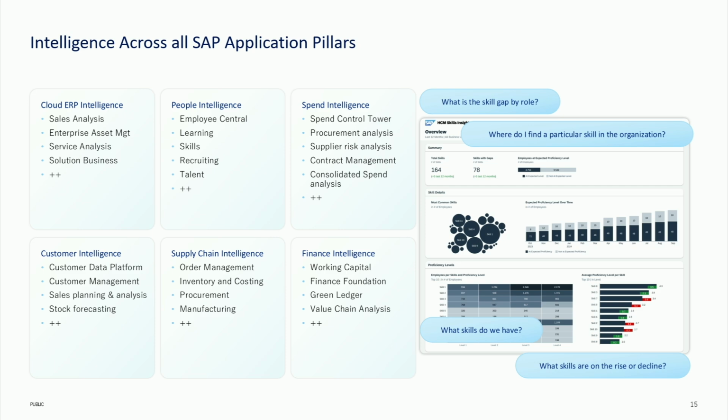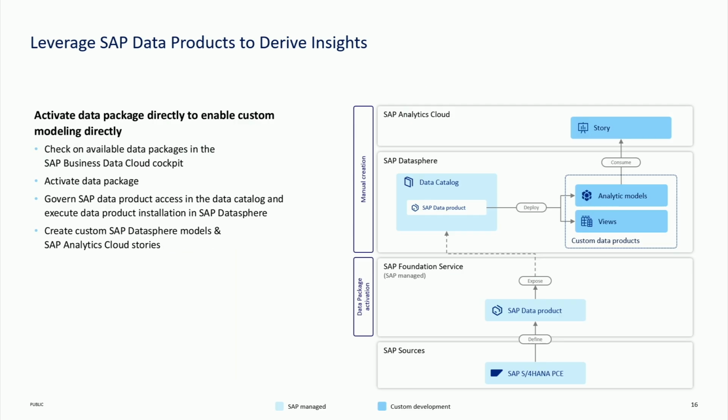And this is now harmonized across the complete line of business suites that SAP provides. So in the end, how can this be leveraged out of the box? And this picture describes it basically. So we have SAP source systems. They are ingesting data into the platform, what we call SAP Foundation Service.